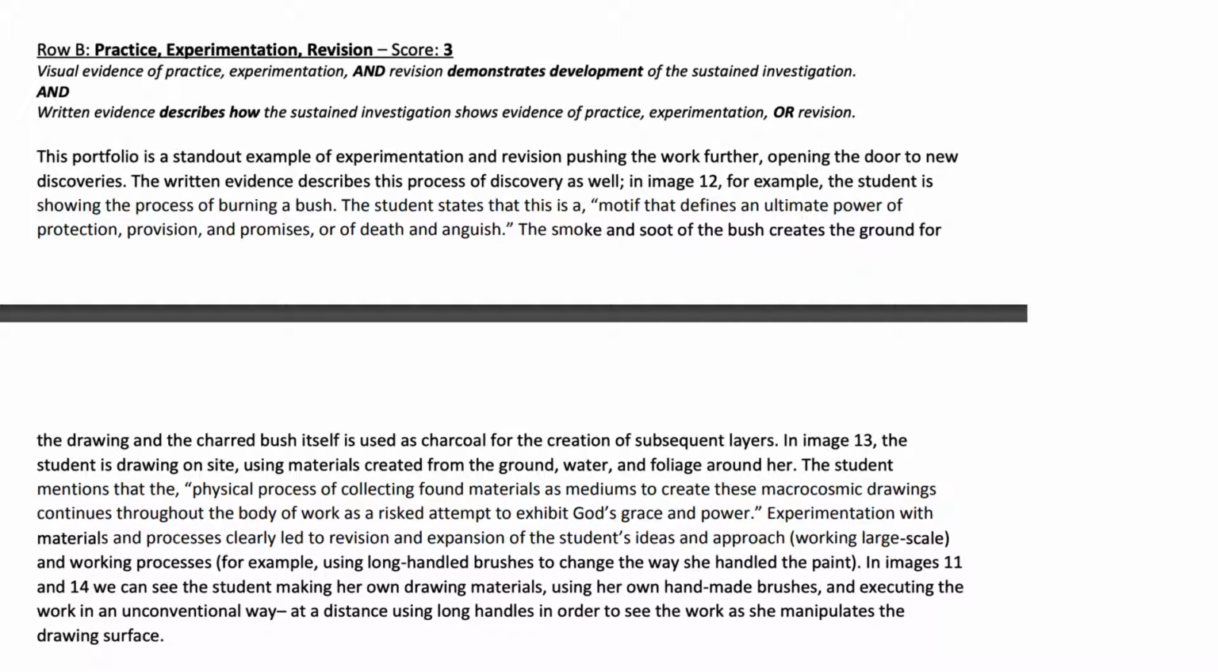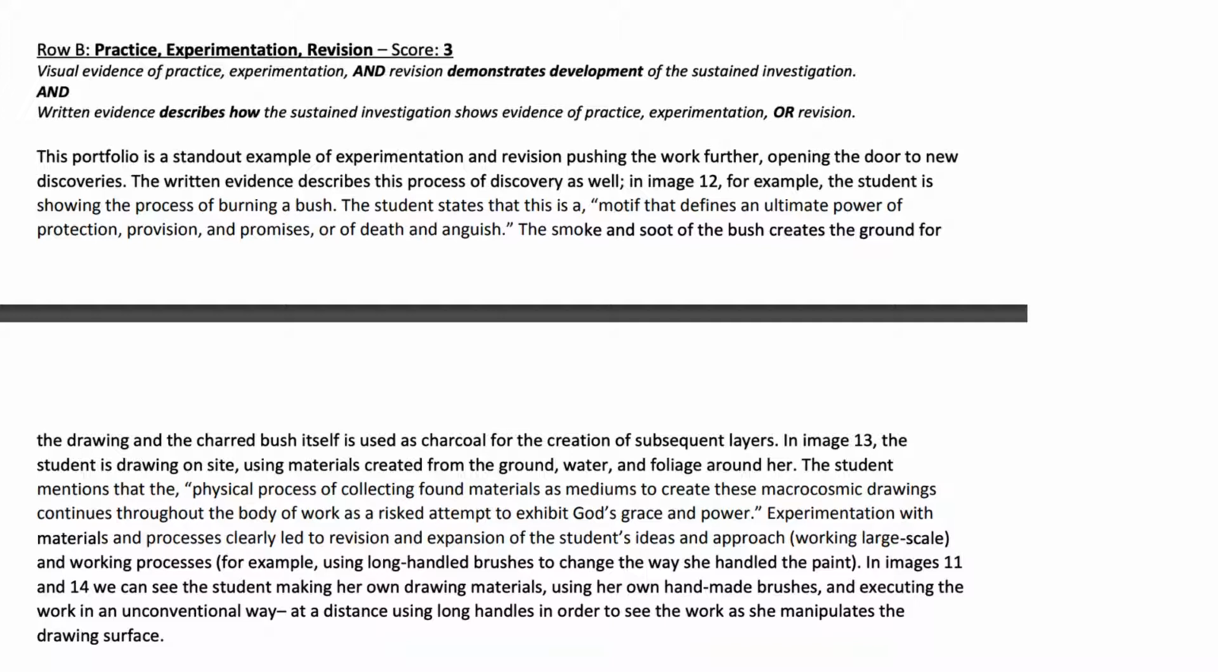So the last one, we saw that happening through photographing the same person twice, but with kind of a different focus and different method. So we're going to look at how do we see that here. This portfolio is a standout example of experimentation and revision pushing the work further, opening the door to new discoveries. The written evidence describes this process of discovery as well.